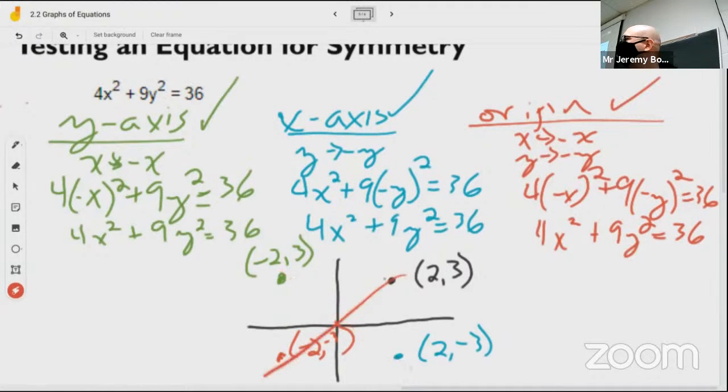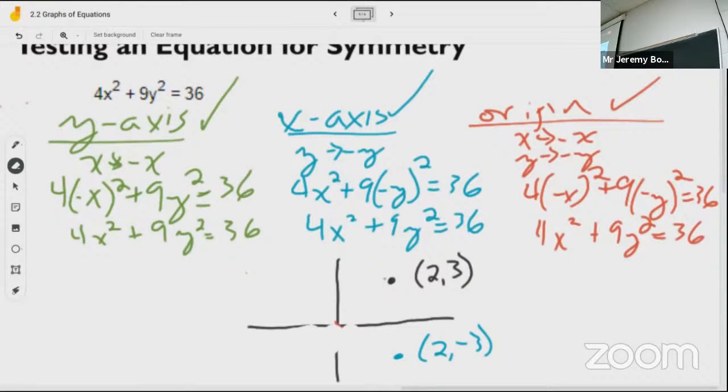These diagonals match up. And so, if an equation is symmetric with respect to the y-axis and the x-axis, it's going to be symmetric with respect to the origin. If it's symmetric with respect to just one of them, so if it's just to the x-axis, then it's not going to be symmetric with respect to the origin unless it's symmetric with respect to the y-axis. So if it's either or, it's not going to be the origin. But if it's both, then it's going to be the origin.